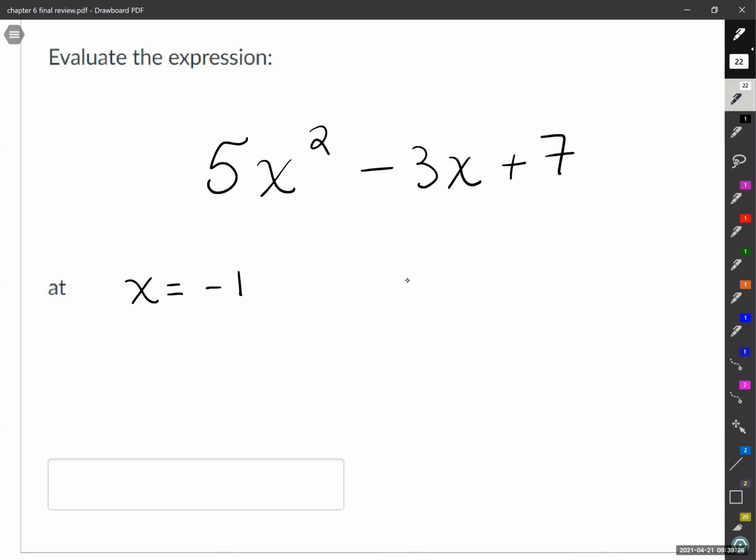Okay. So I'll give everybody a moment to attempt this. Remember, you would be allowed to use your calculator on the exam.